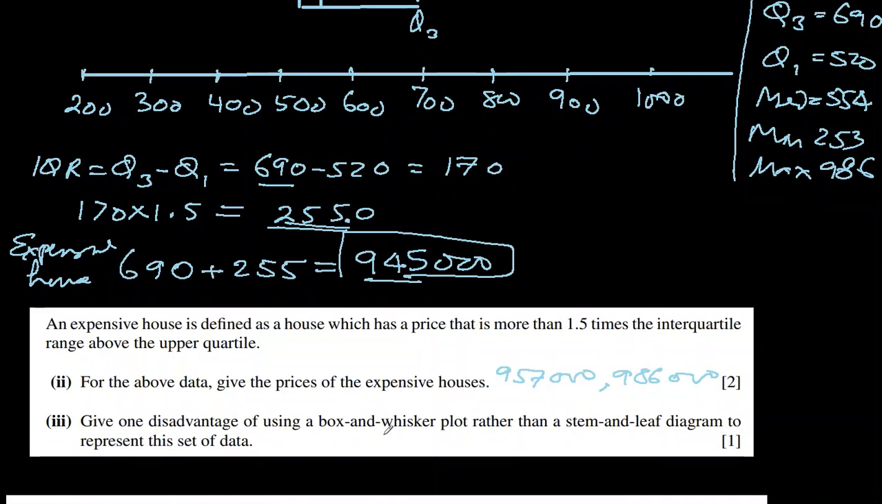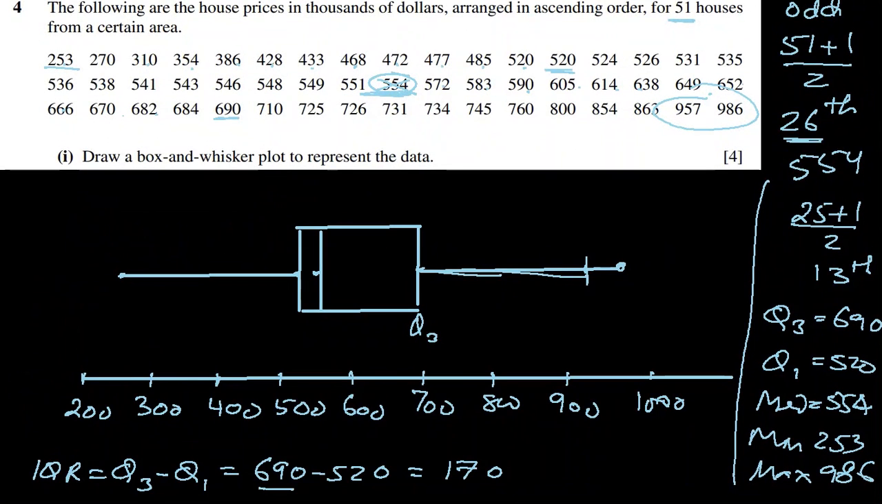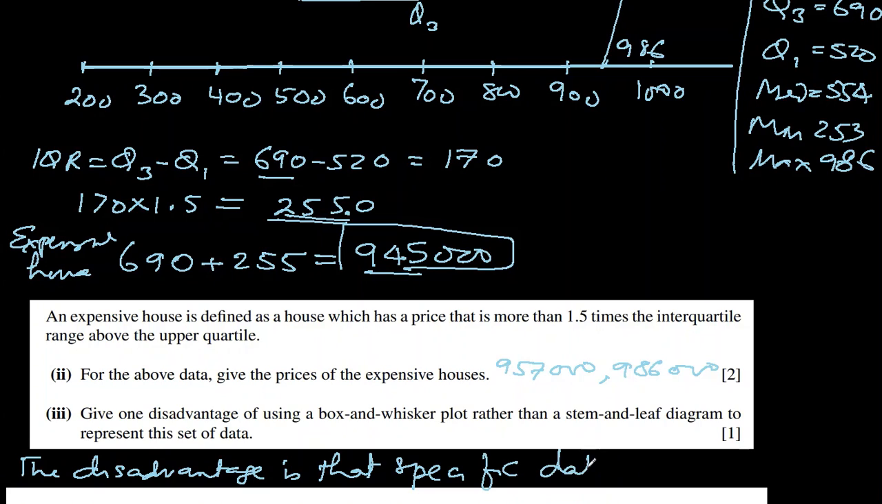Give one disadvantage of using box and whisker plot rather than a stem and leaf diagram to represent the data. We have advantages of box and whisker as compared to stem and leaf, but they're asking what the disadvantage is. The only disadvantage I can see here is that the individual data is not visible. We know this point is here, but it is 986, the detail is not there. So exact data is not with us. So let's say the disadvantage is that specific data is not available. That's the only disadvantage I can see. Otherwise, it has a lot of advantages.